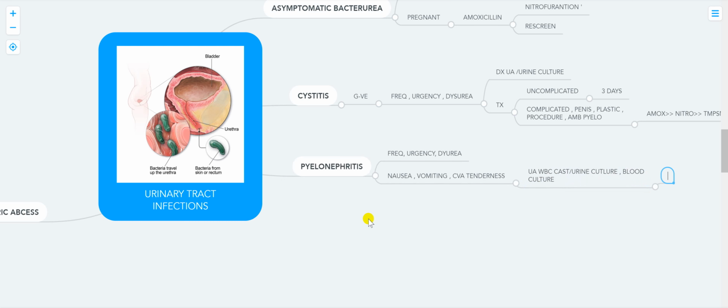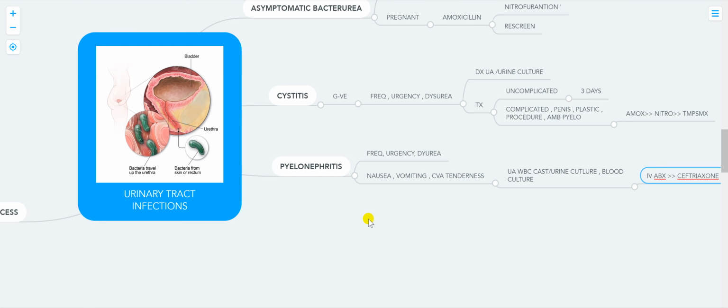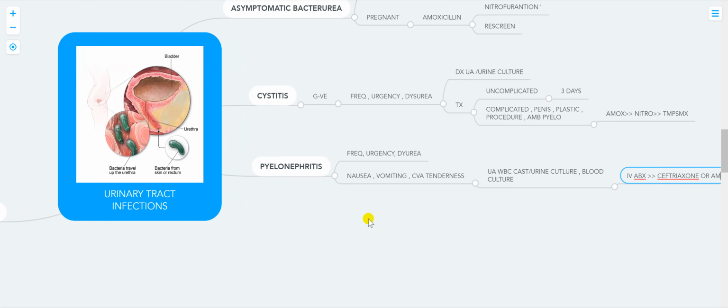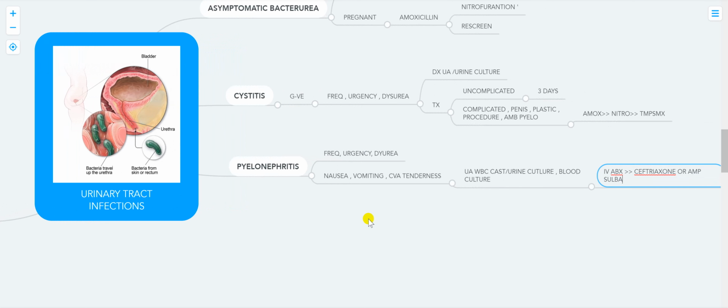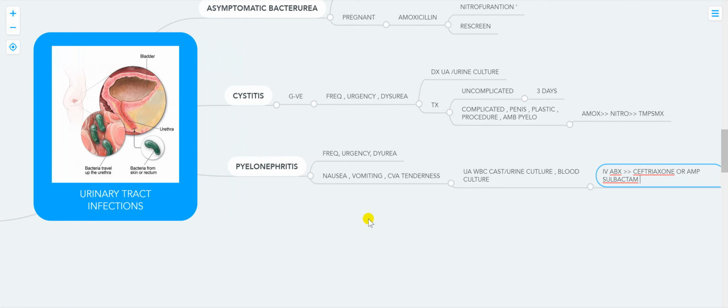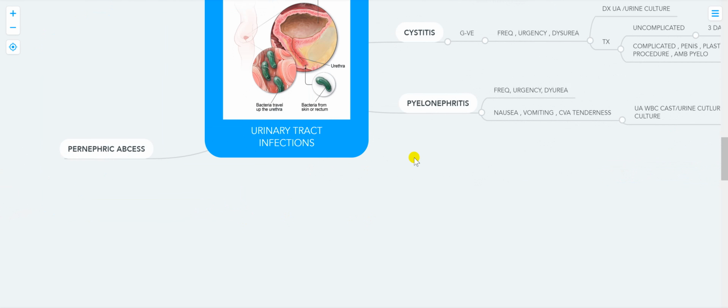And then you want to give IV antibiotics, ceftriaxone or ampicillin-sulbactam, for 10 days of treatment. That's pyelonephritis.